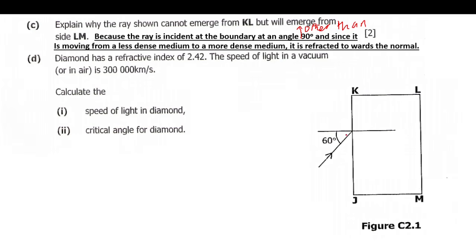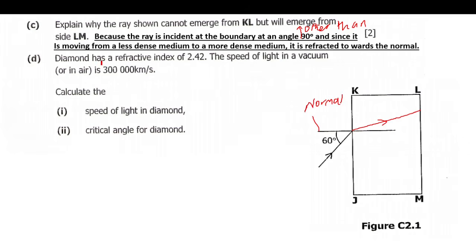So meaning as it goes from a less dense medium, which is air, into a glass block, a more dense one, you expect this ray to be refracted in that direction like that. So it is refracted towards the normal. So this is the normal, this one, normal.